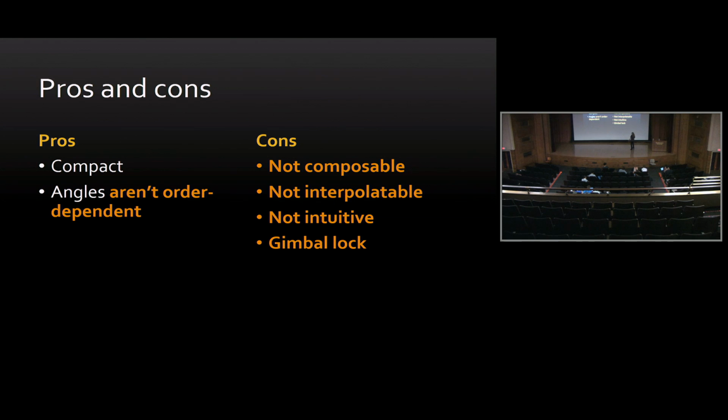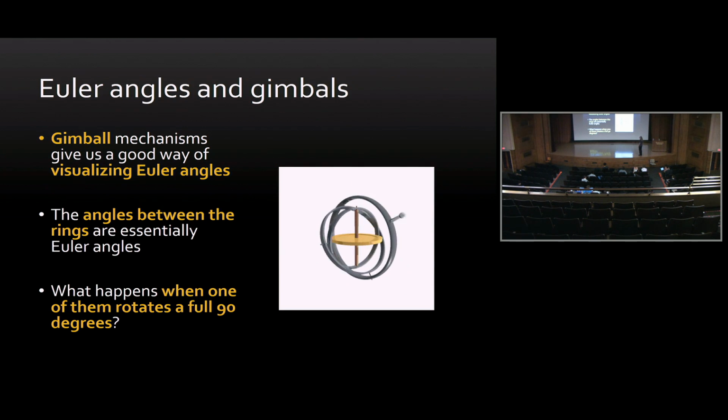On the other hand, the disadvantages are all of the original ones. They're not composable, they're not interpolable, they have gimbal lock. And in addition, they're just bizarre, and you wonder how Euler came up with them. Whereas yaw, pitch, and roll is at least intuitive. So if you didn't know already, the word gimbal, that's what this means.